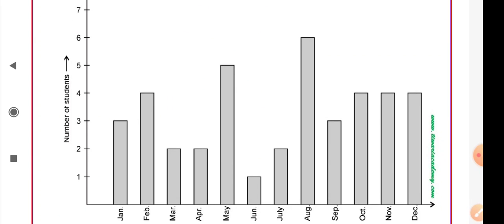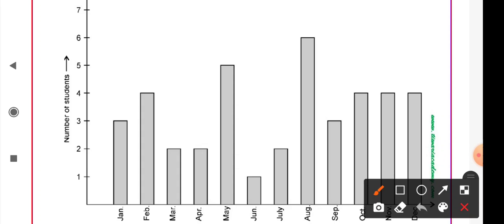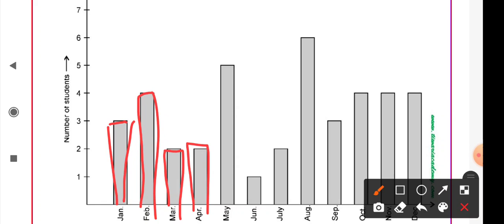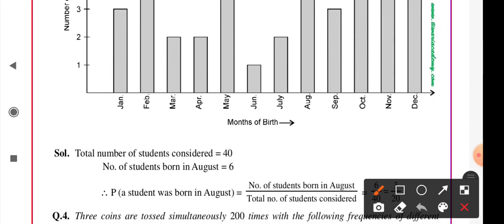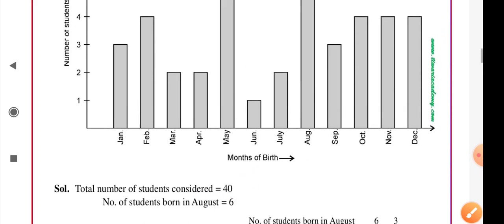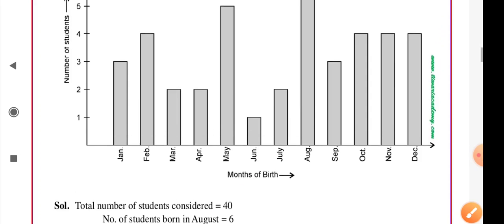You can see in your book also that in this data, in January there are 3 students born, in February there are 4 students, in March there are 2 students, in April there are 2 students born, and in May there are 5, and similarly we can see the number of students born in different months. Now what we have to find out, and how many students did we observe? We took 40 students, and we need the number of students born in August.